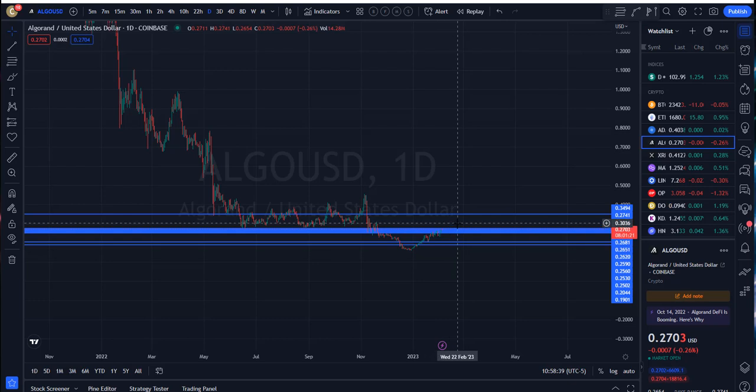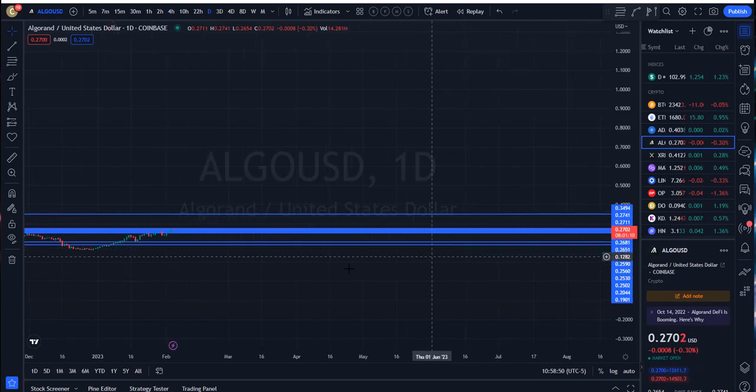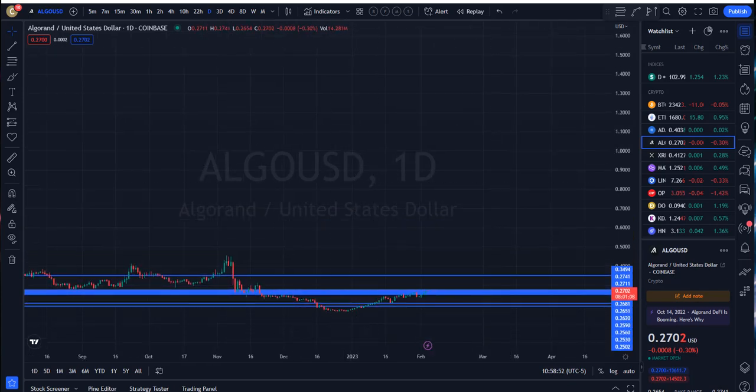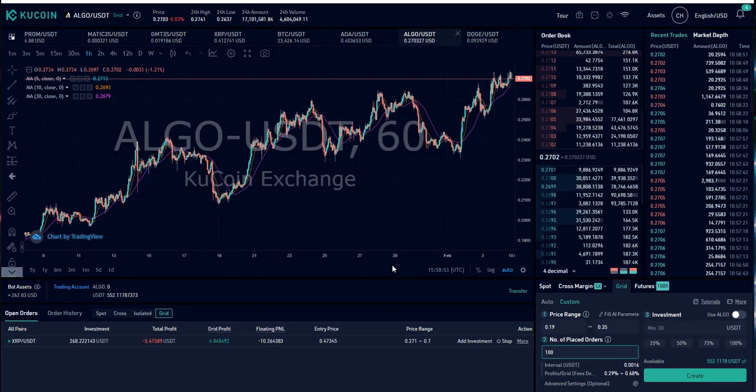So, it may do this. And we may get a little fake, and then it's going to go back to that. And then the bull run's going to start. But while we have this sideways action, this is what we want to do. So this is what we're going to do. We are going to do this with 500.